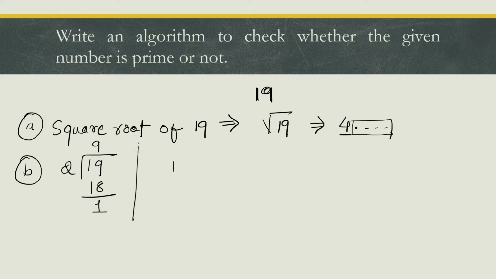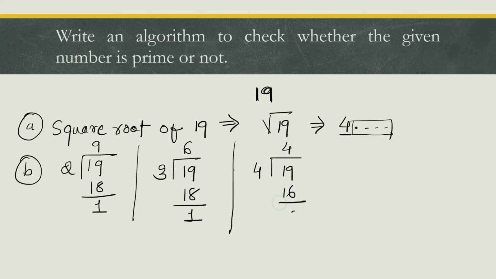So we have to divide 19 by 3. 3 6s are 18. We are also getting remainder 1. We are not getting remainder 0. Then we have to divide 19 by 4. 4 4s are 16. We are getting remainder 3. We are not getting remainder 0.